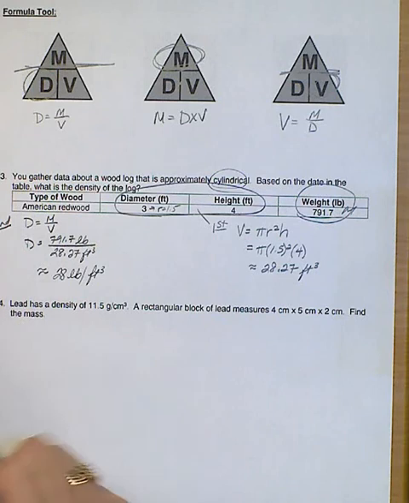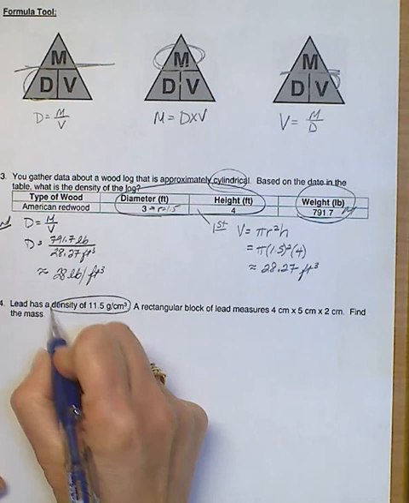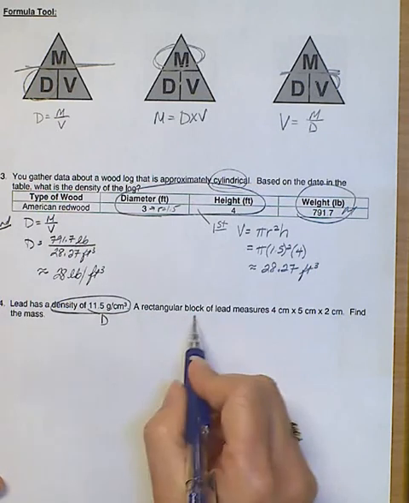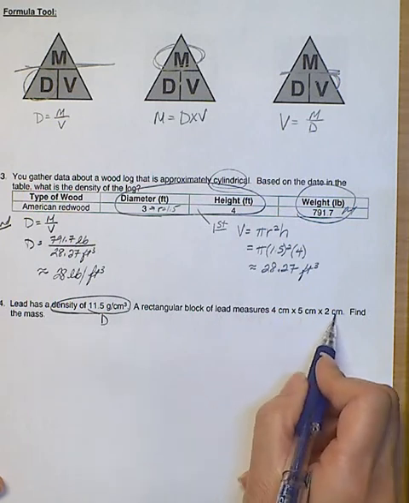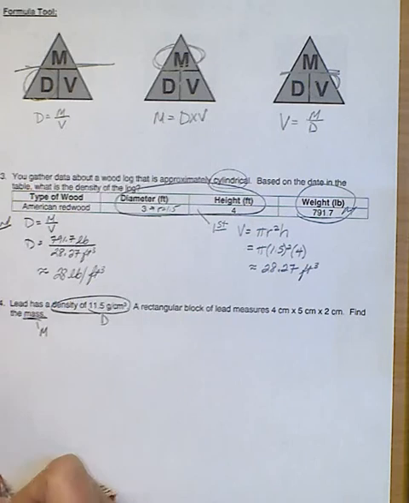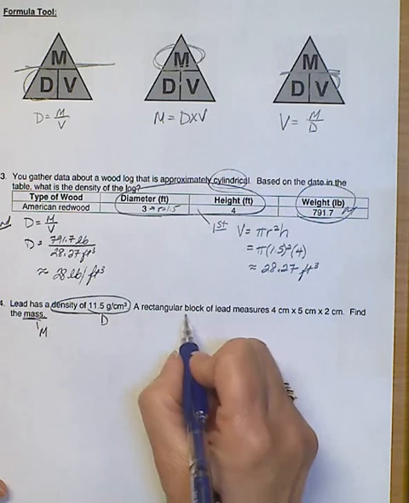Lead has a density of 11.5 grams per cubic centimeter. A rectangular block of lead measures 4 by 5 by 2 centimeters. Find the mass. So we are being asked to find the mass. So we are missing the volume. This is going to become our volume.